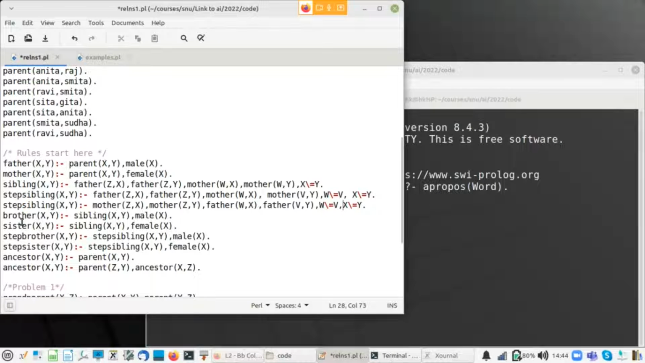Now you can define similarly brother, sister, and so on simply by using the earlier one. Brother is when X and Y are siblings, and X is male. Sister is, so X is a sister of Y, so you're saying sibling X Y and X is female. Here order is important clearly. X is the sister of Y. So Y could be male or female, we don't care, but X has to be female. Similarly, step brother is similar. They are step siblings and X is male. Step sister is similar.